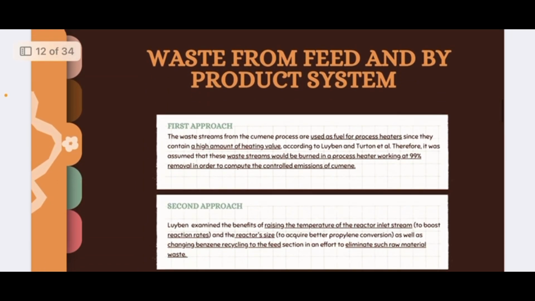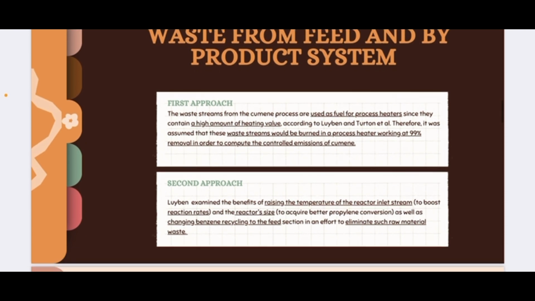From our process, we assume that we have some waste from feed and byproduct system. So we followed a few approaches that will help us to avoid this waste. The first approach is to use it as a fuel for process heaters, because it has a high heating value, so the waste stream would be burned in a process heater working at 99% removal in order to control the emission of CUMENE.